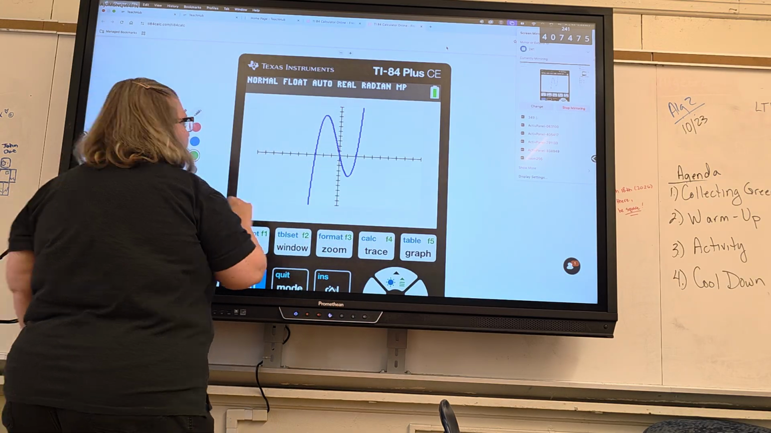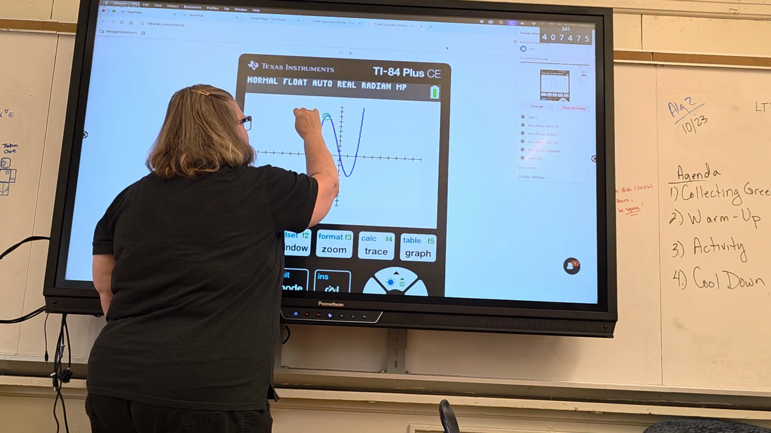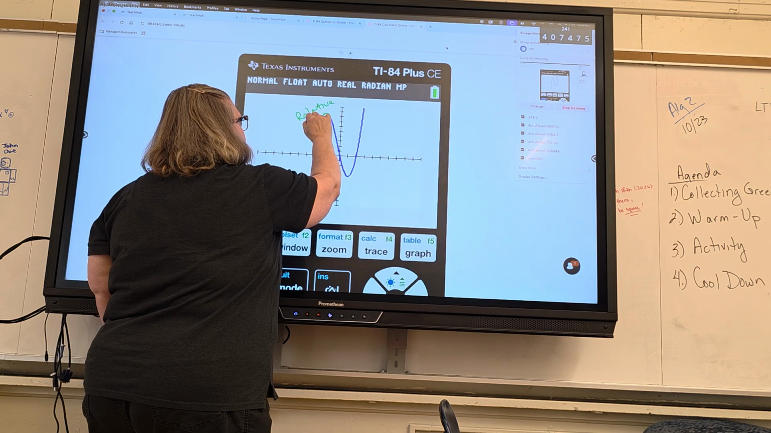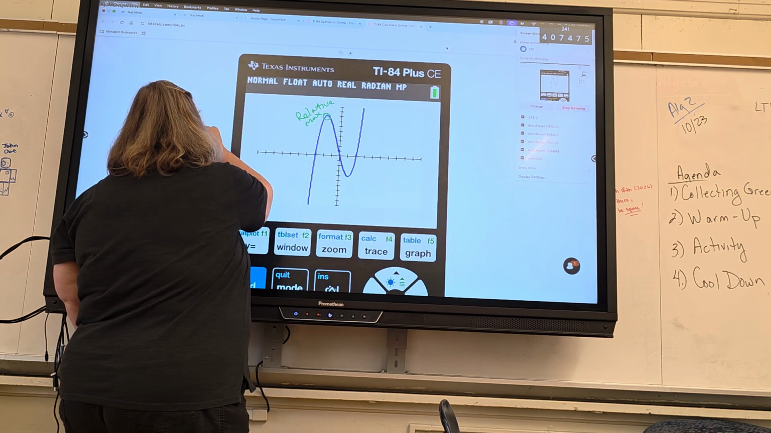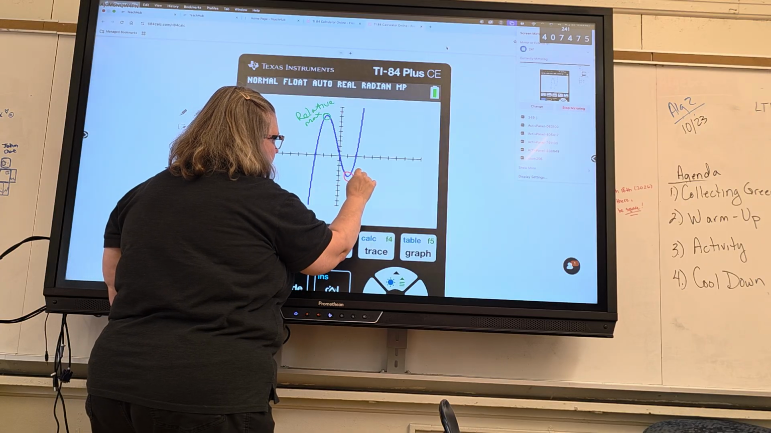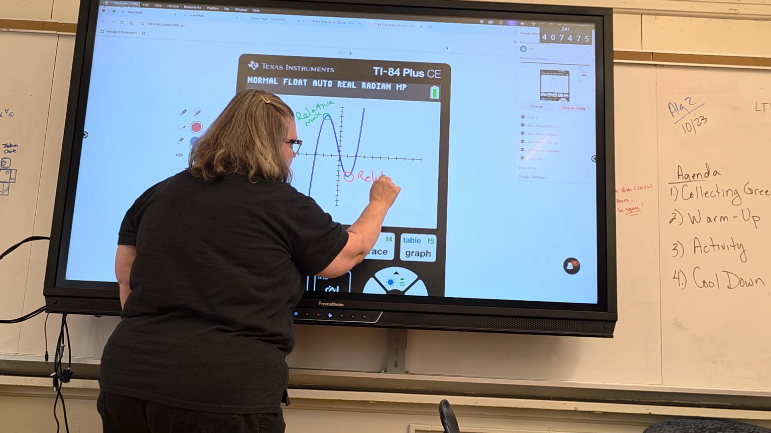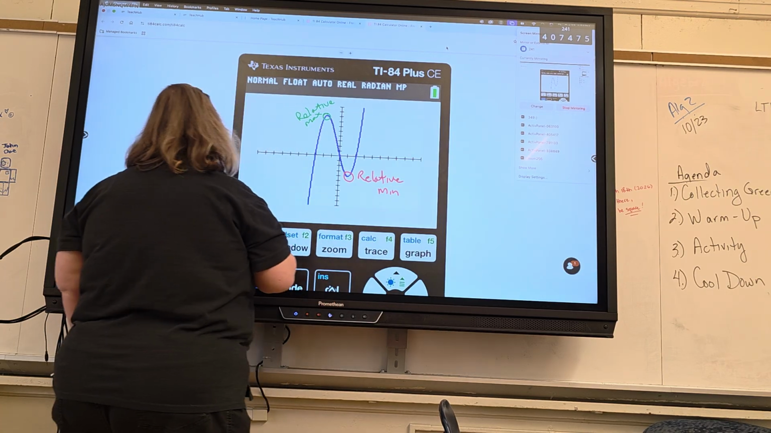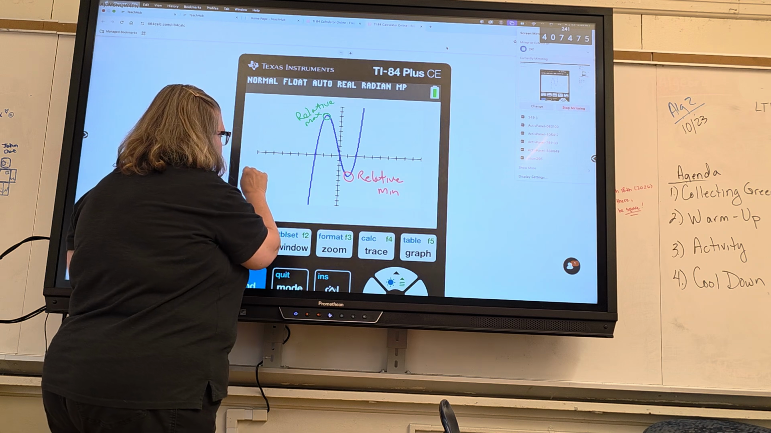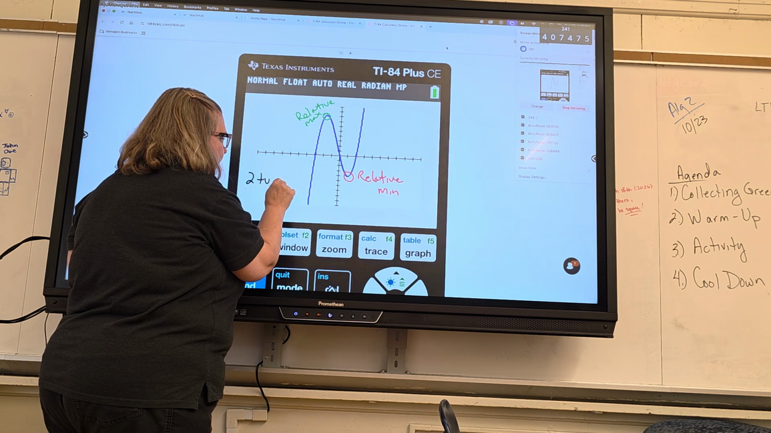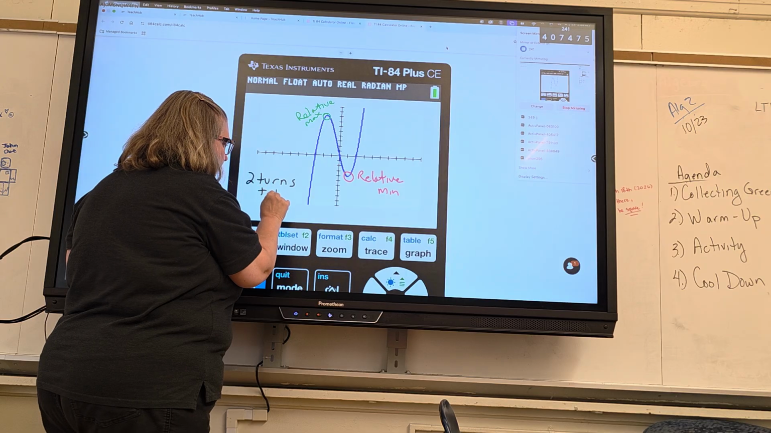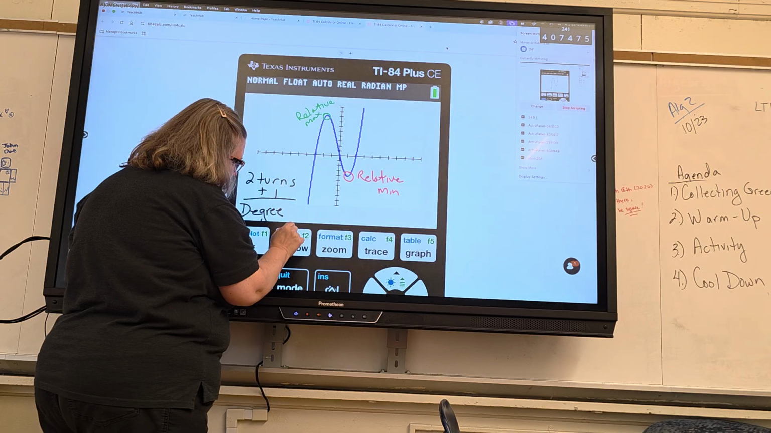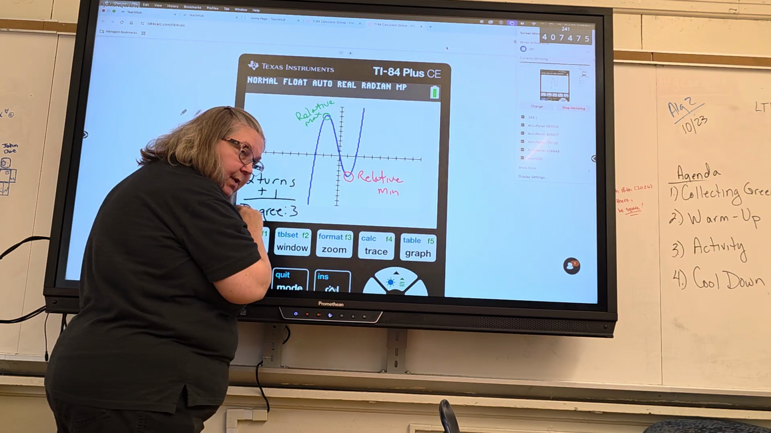All right, so this right here is a relative max, and this one right here is a relative minimum, okay? And because we have two terms plus 1 equals the degree, in this case, the degree is 3.